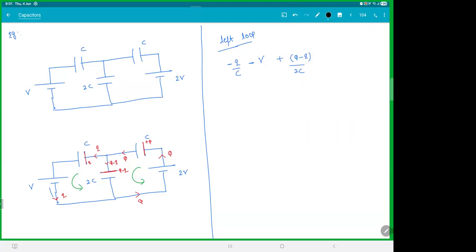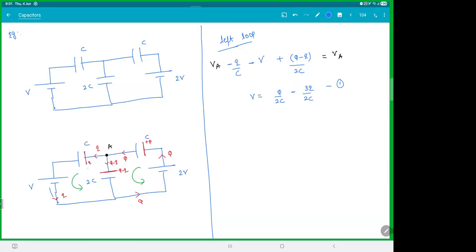For convenience, let's call this point A. So I'm starting at A, and I came back to A. So VA will be zero anyways. Simplify this. So V is equal to (Q minus q) by 2C minus q by C, which simplifies to Q by 2C minus 3q by 2C. This is your equation 1. Please have a look at that equation.